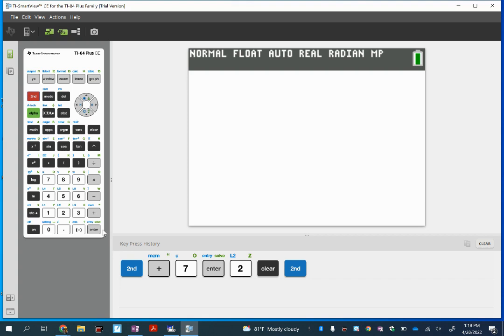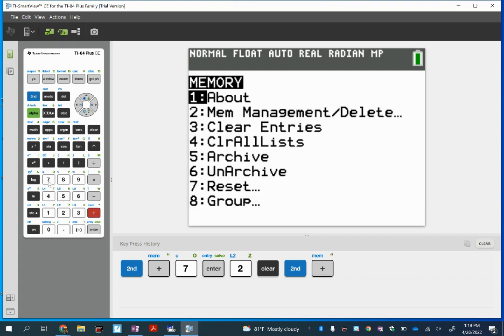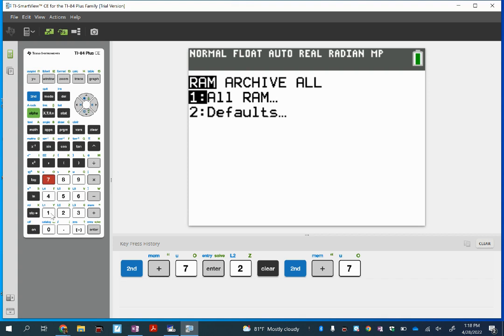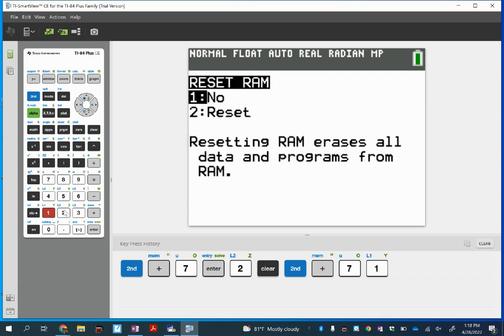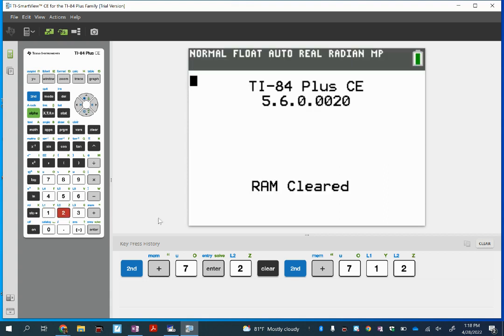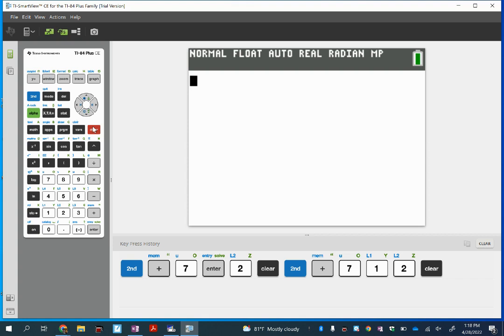I'll do it again. Second mem. Number 7 is reset. Do you guys have number 7 reset? Okay, and then all RAM, number 1. Yep, reset it? Yes. Number 2, reset. Boom. You're going to do that before you take the AP exam anyway because you have to. So you have nothing in there. I always did that when using community calculators because I didn't want other stuff in there. All RAM, hit 7, hit enter on 7. All RAM, and number 2.